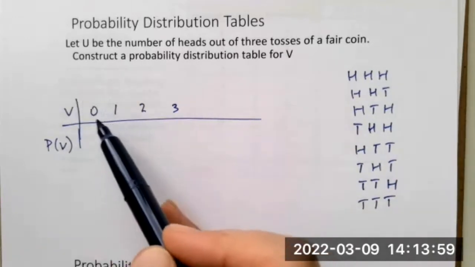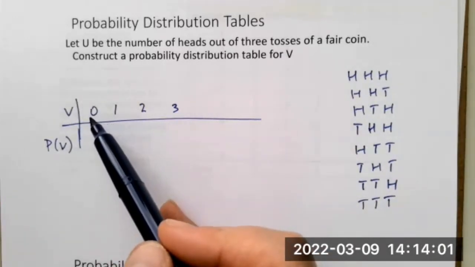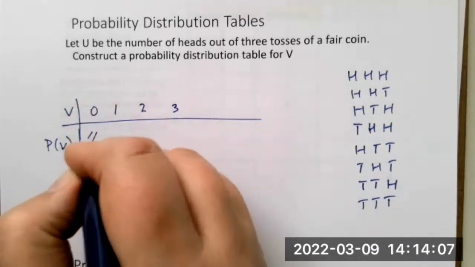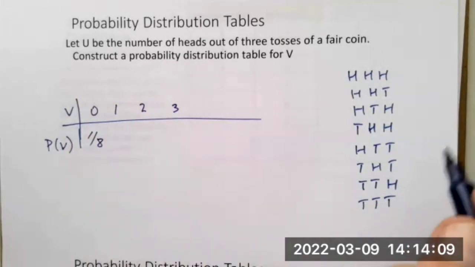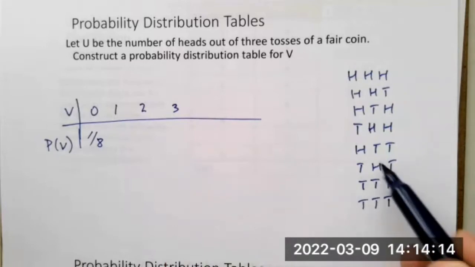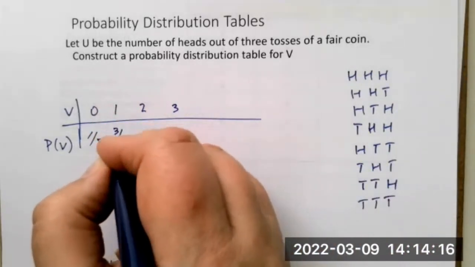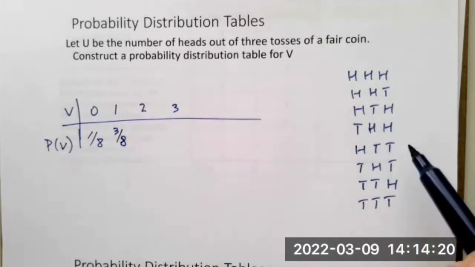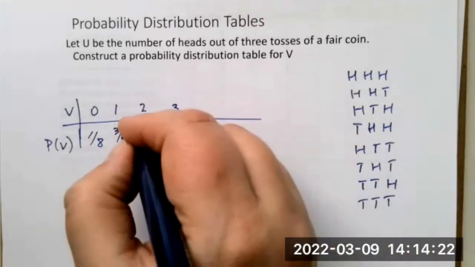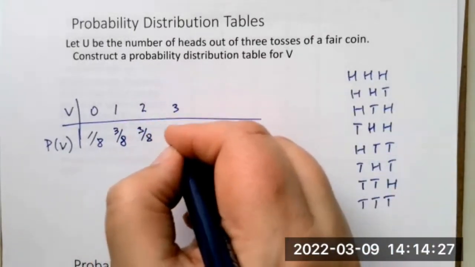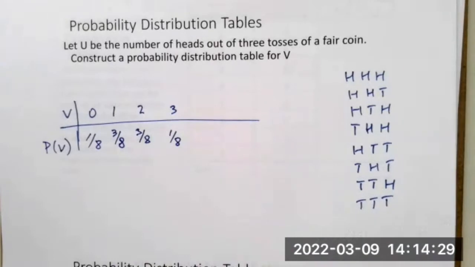And in how many ways do we have 0 heads? Well, it's only one way out of 8, so it's 1 out of 8. What about 1 head? It could happen in 3 ways, so 3 out of 8. And then 2 heads, also 3 out of 8. And 3 heads is 1 out of 8.